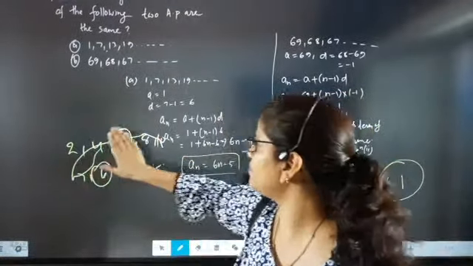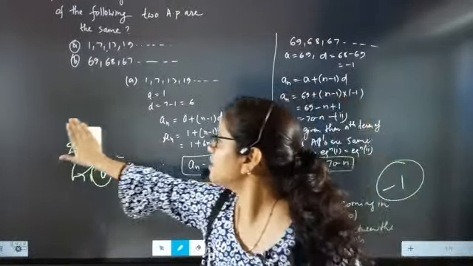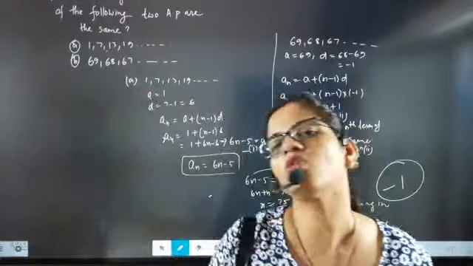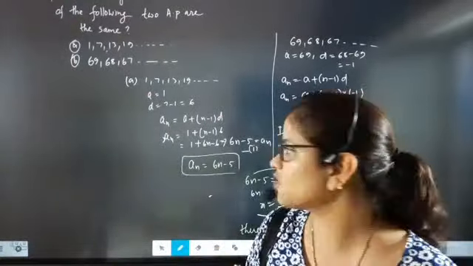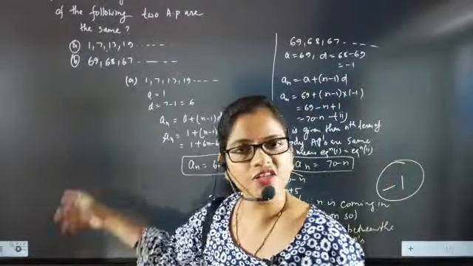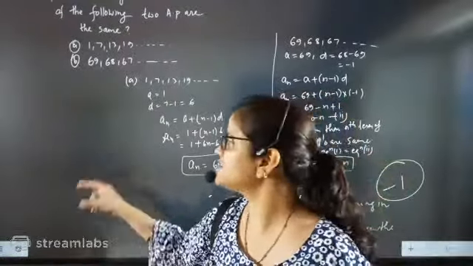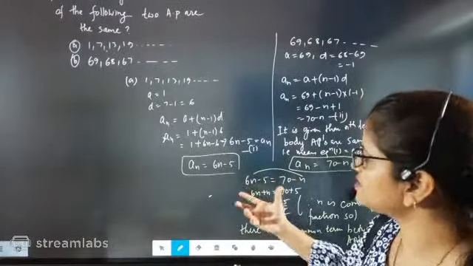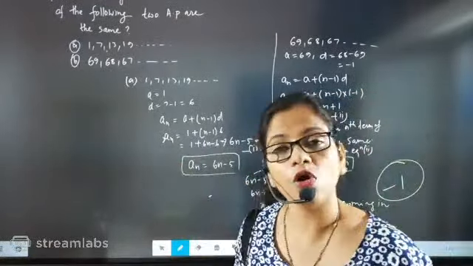Okay, two different APs are there. Now you have to find which terms are common in them. I told you, two different sequences are there, and we saw that 6 and 6 is common. So here also they are planning to ask us which terms are coming common.